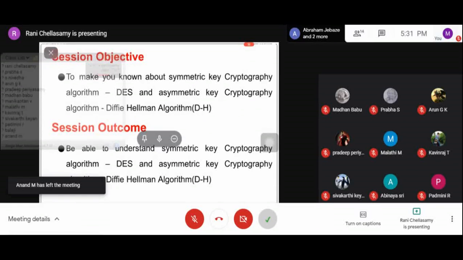Okay, fine. So the outcome of this session is that the students may be able to understand the DES algorithm and the DH algorithm.